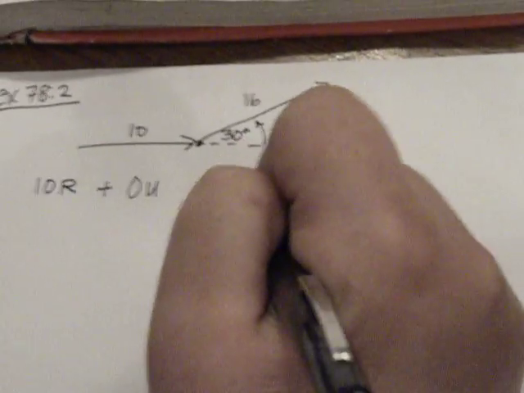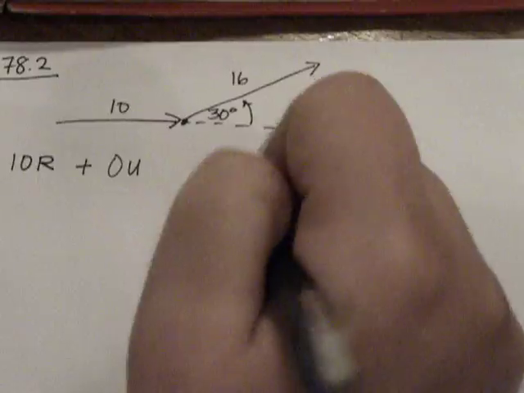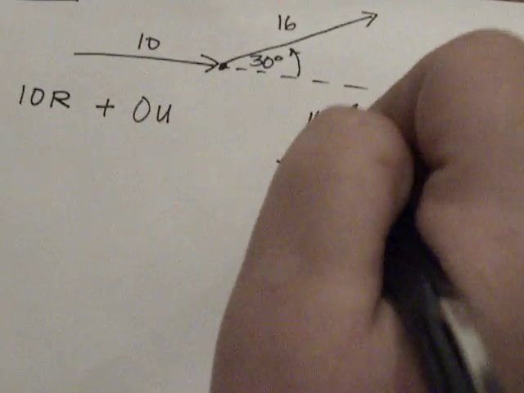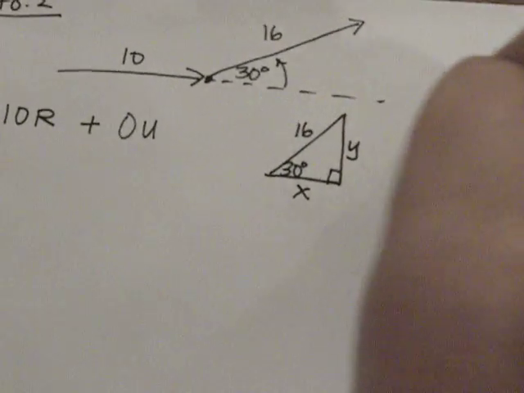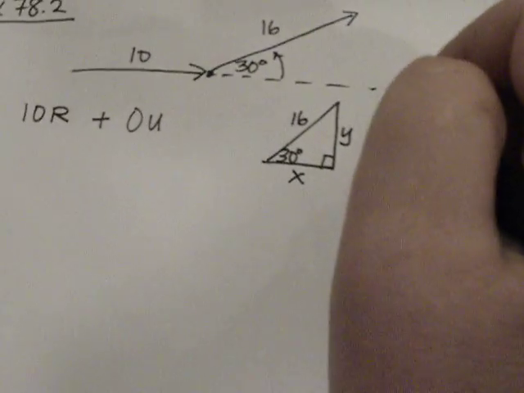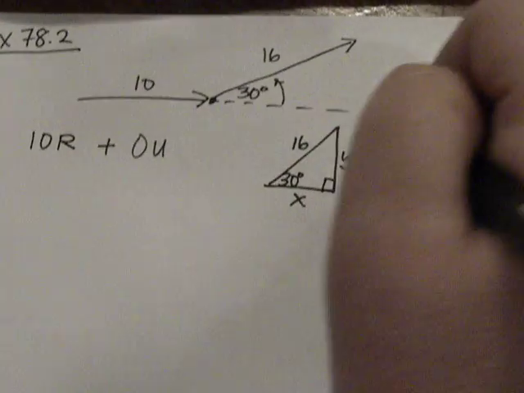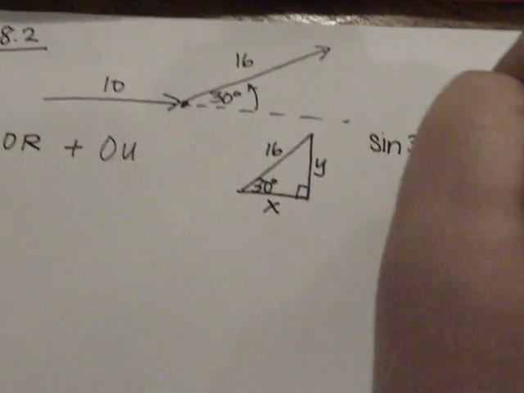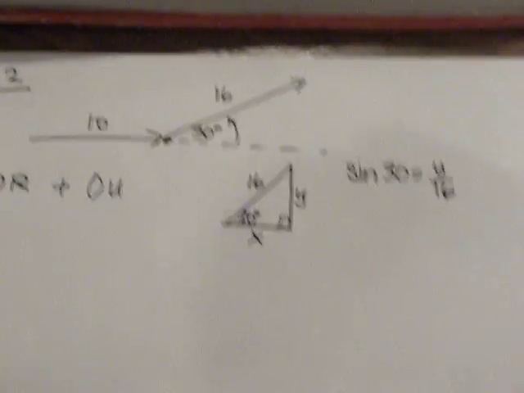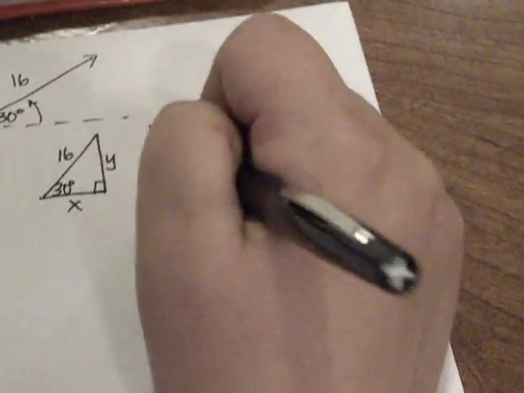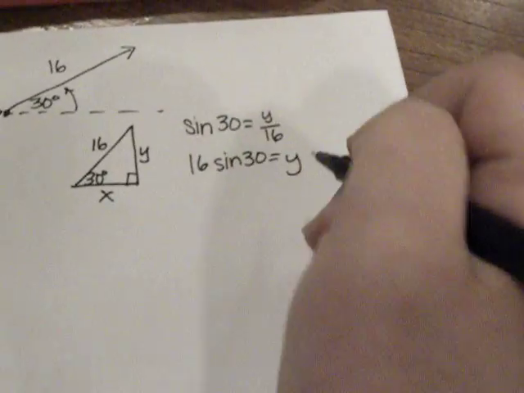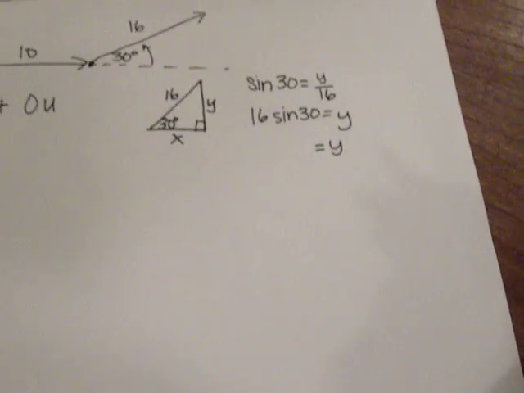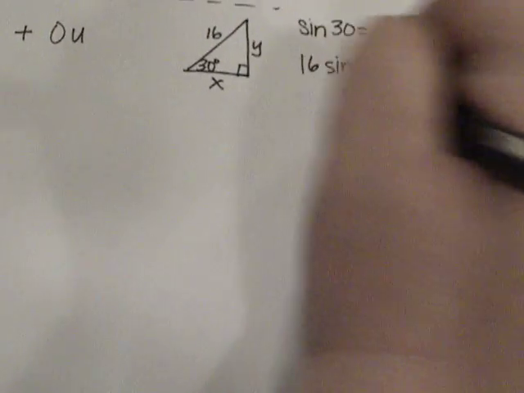So for this one, what you do is just make your triangle 16 units, make your x and your y. So we do our trig. Opposite over hypotenuse is sine. So sine of 30 equals opposite over hypotenuse, y over 16. 16 sine of 30 equals y. So when you put that into your calculator, 16 sine of 30, you end up with 8.